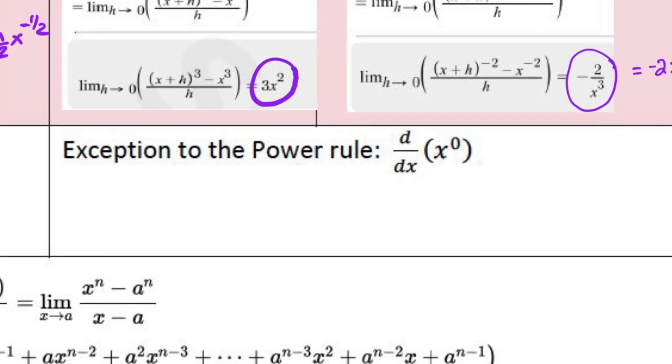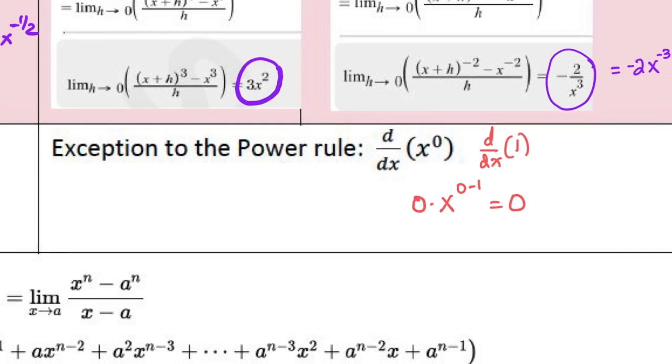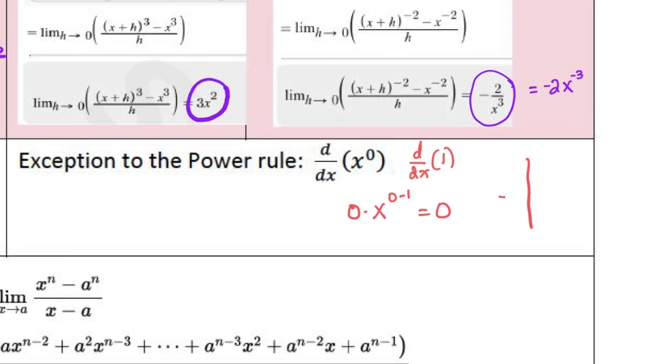Now, there are some exceptions. If I were to follow the power rule for x to the 0 power, I would say 0 times x to the 0 minus 1. Now, that is just 0. But let's look at this again. If I think of x to the 0 as the constant number 1, because anything to the 0 power is 1, think about your line for a moment. If we were to graph y equals 1, what is the slope of the horizontal line 1? And it is going to be 0.